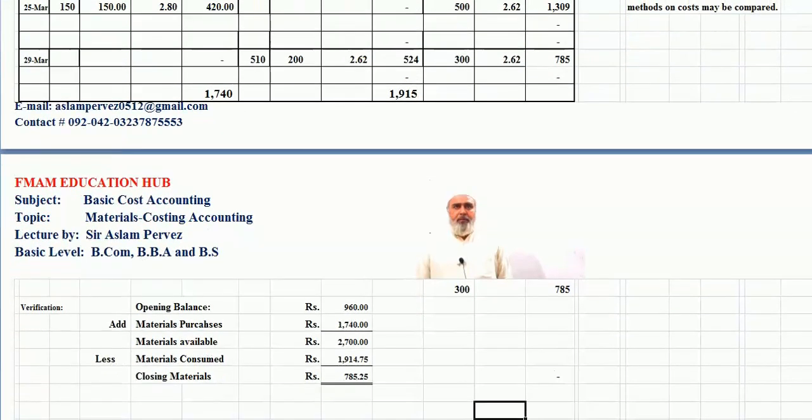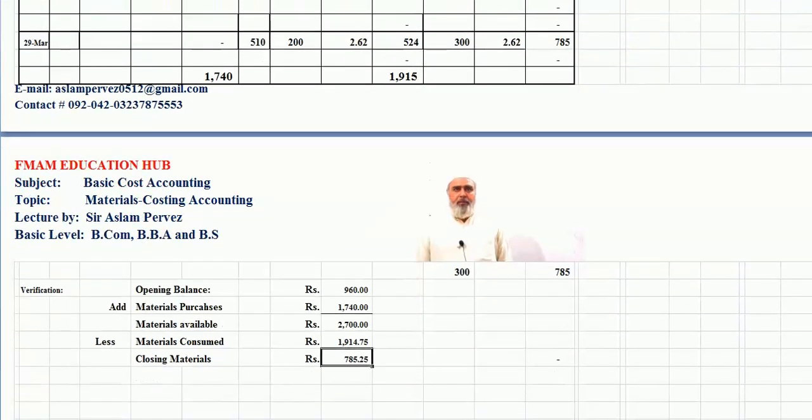Now in verification, the closing balance is 785 rupees and the 785 rupees are the same. Equalized, it means that we have solved our problem 100% accurately.